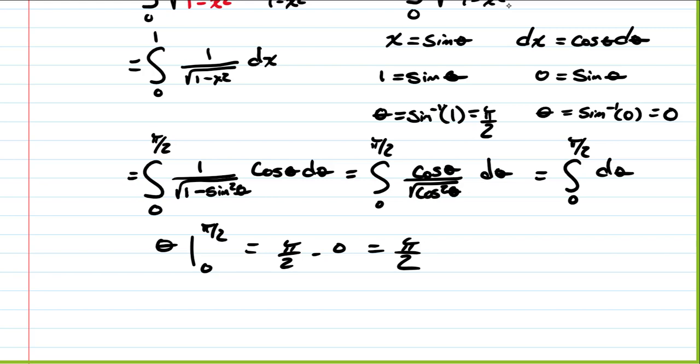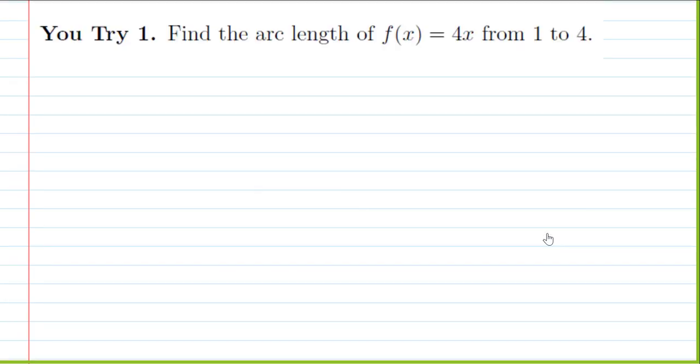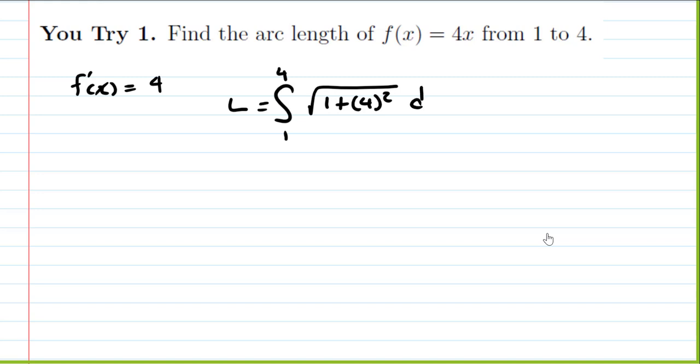All right, so let's go ahead and do this. So our function f of x is 4x. So f prime of x is going to be 4. So the formula for our integral is going to be from 1 to 4 of the square root of 1 plus f prime squared, so 4 squared, dx. So then that's the integral from 1 to 4. 4 squared is 16. 16 plus 1 is 17, so we have the square root of 17 dx.